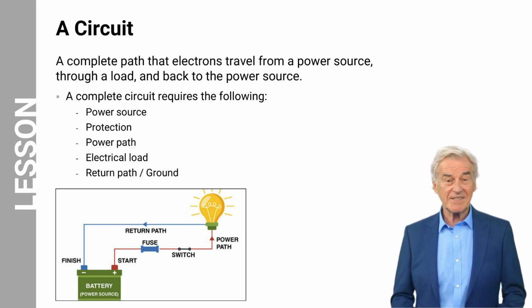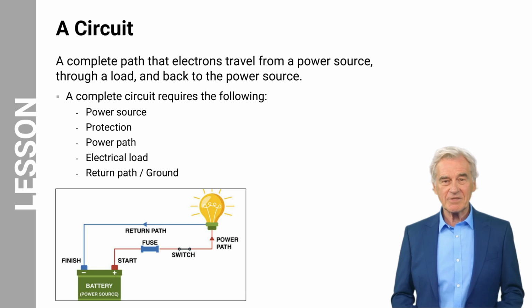Essential components necessary for a complete circuit include a power source, providing the electrical energy needed to drive the circuit. Protection mechanisms such as fuses or circuit breakers ensure the safety and integrity of the circuit by safeguarding against overloads or faults. The power path establishes the route through which electrical energy flows from the source to the load, where it performs useful work. The load represents the component or device within the circuit that consumes or utilizes electrical energy.